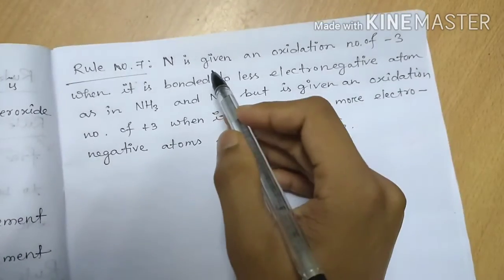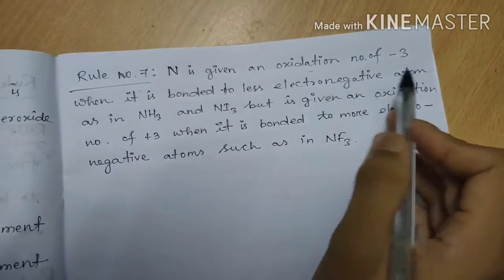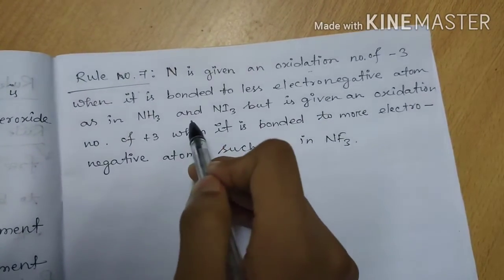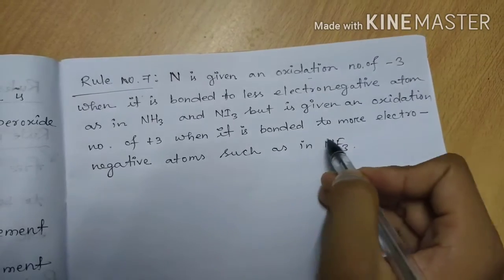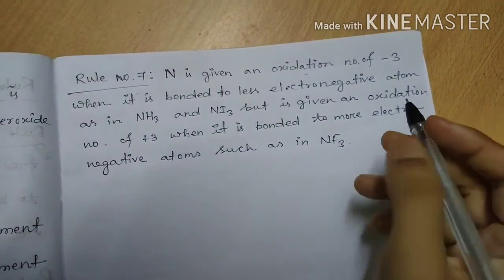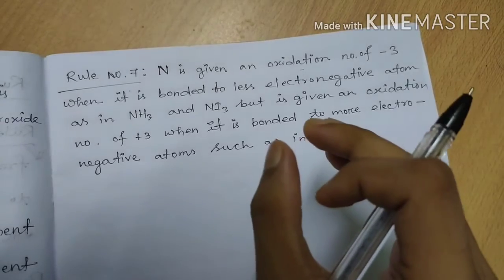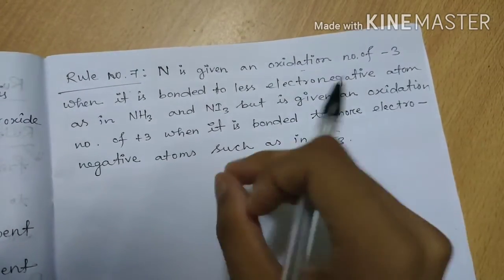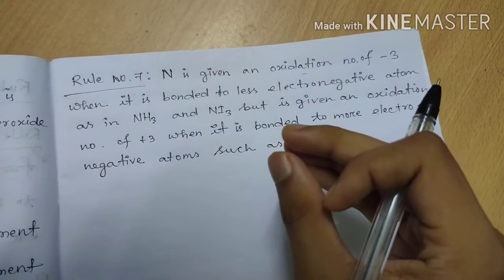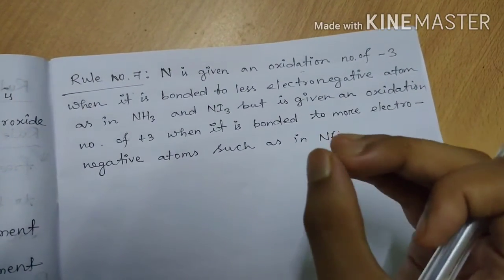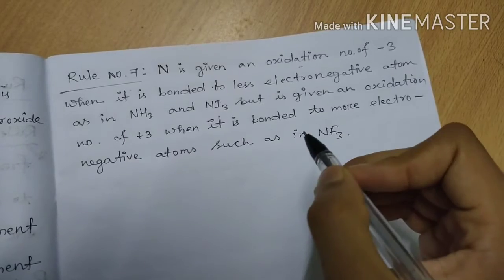Rule number 7 is that nitrogen is given an oxidation number of -3 when it is bonded to less electronegative atoms, such as in NH3 and NI3, but is given an oxidation number of +3 when it is bonded to more electronegative atoms, such as in NF3. That is, when nitrogen is bonded to a less electronegative atom, the oxidation number of nitrogen will be -3, and when nitrogen is bonded to more electronegative atoms, the oxidation number of nitrogen will be +3.